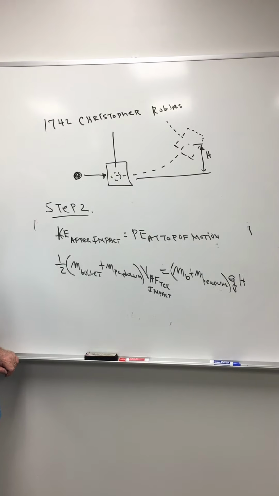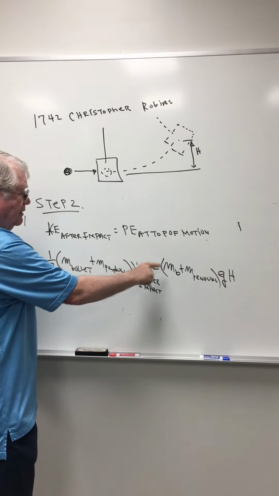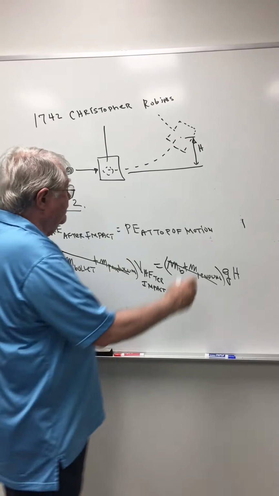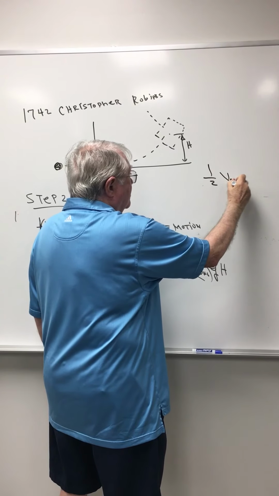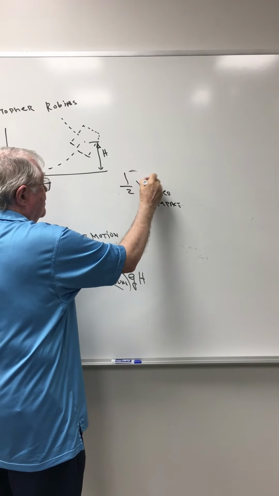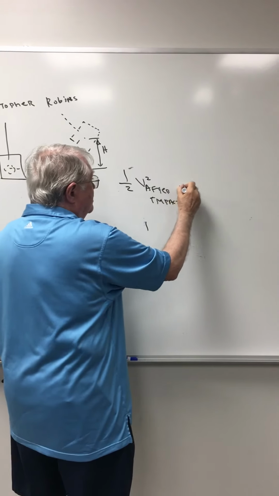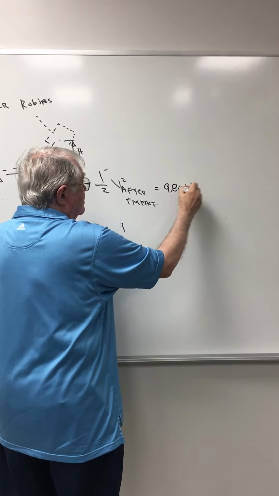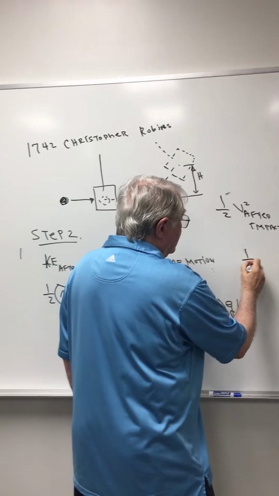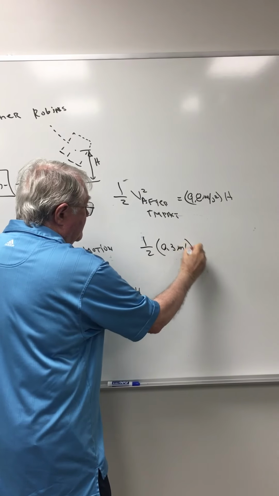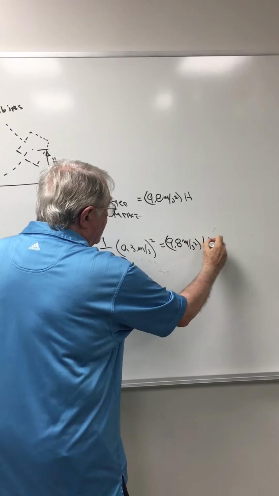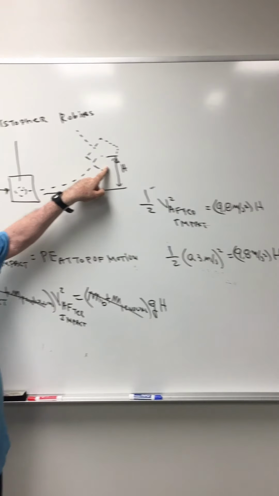As you can see, looking at the two sides of the equation, the mass is the same on the other side, so they'll cancel out. Now what we will end up with is 1/2 of the speed after impact squared equals 9.8 meters per second squared times the height. The speed after impact was 0.3 meters per second squared, and this is 9.8 meters per second squared. And there's the height, the maximum height that the pendulum plus the bullet will reach.